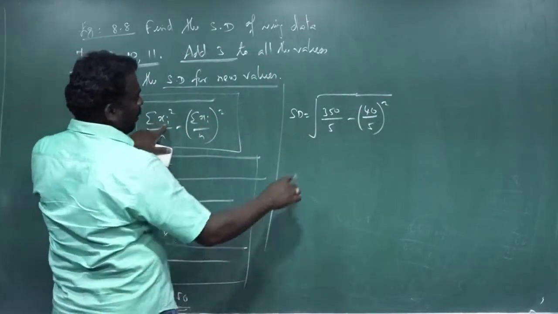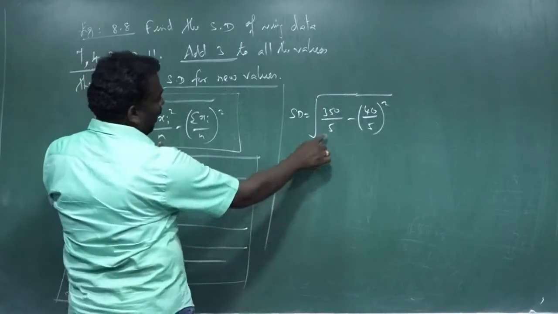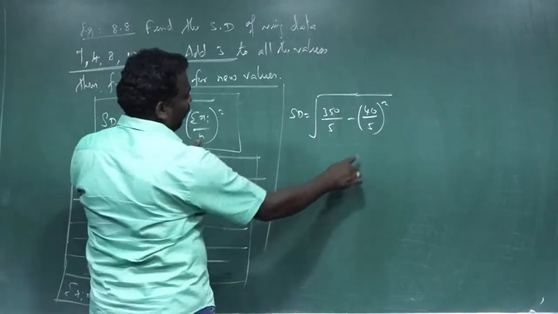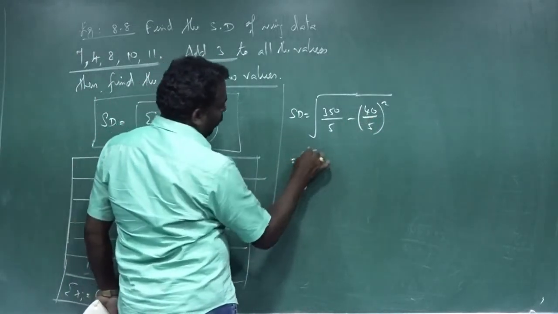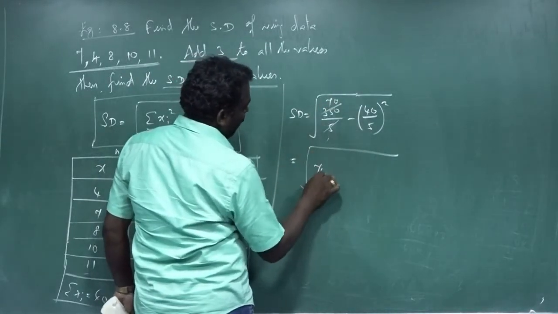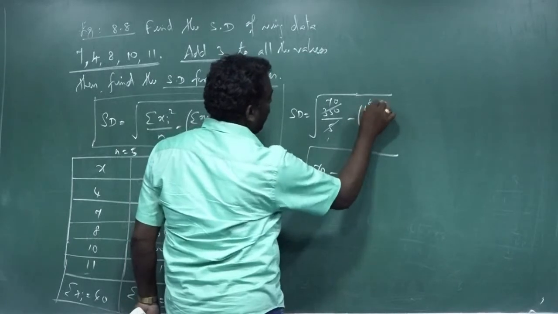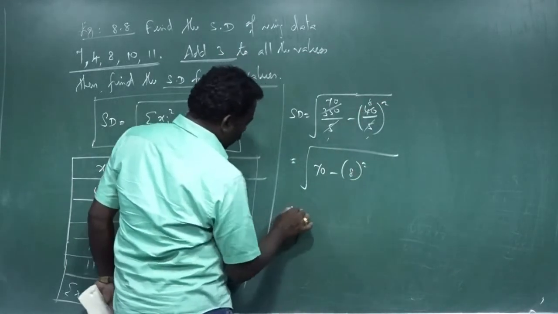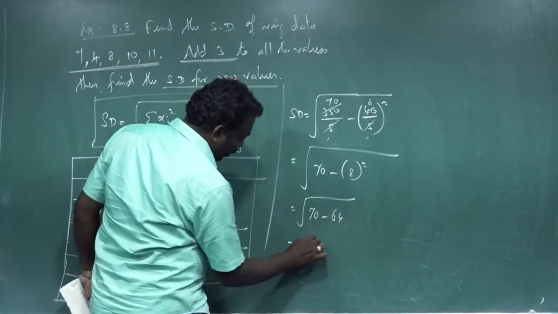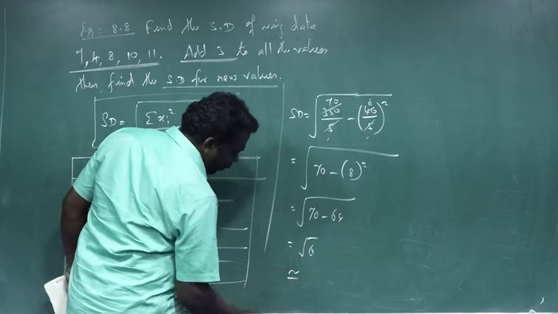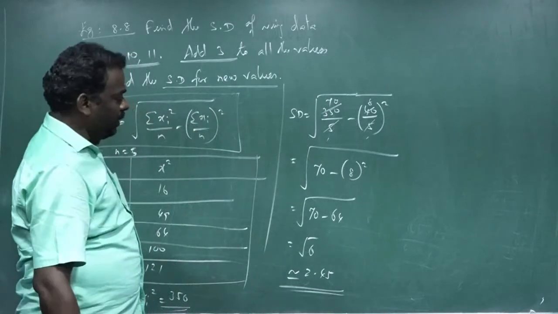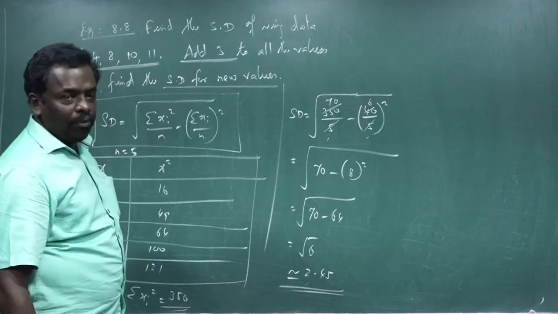Summation xi square is 300, so 300 by n, where n equals 5, minus summation xi by n, that is 40 by 5, whole square. That is equal to the square root of: 5 sevens are 35, so 70, minus 8 times 8, that is 64. So it is the square root of 70 minus 64, that is the square root of 6, and the approximate value of the square root of 6 is 2.45.